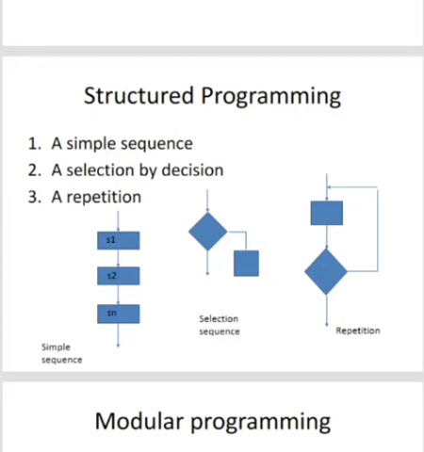In this technique, three basic structures are normally adopted, such as simple sequence. You can see S1, S2 up to Sn. The second is the selection sequence, that is, decision making. If the condition is yes, then print, and if the condition is no, then print else. And the third is repetition.